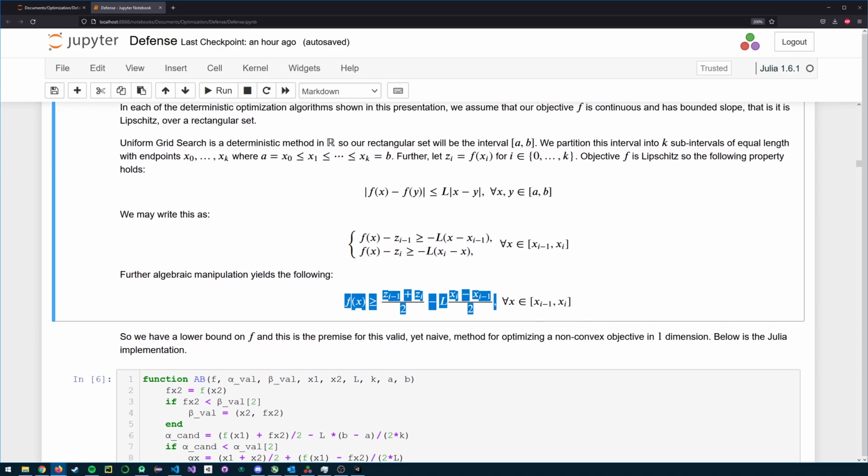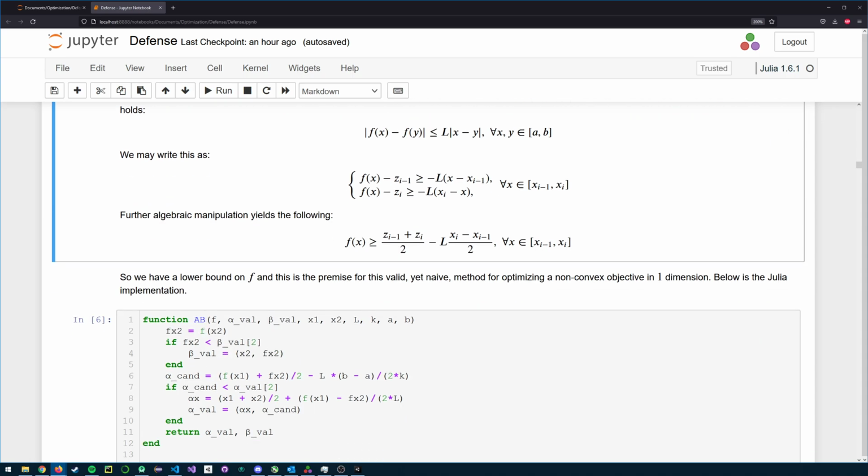This is what we get, and this forms a lower bound on our objective, which is helpful because we know that this will always be lower than our optimal point, or at least equal to it. So that's very important that we have a lower bound on our objective f. So this is the premise for this optimization technique here.